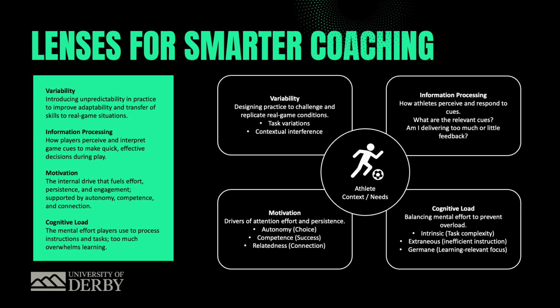So, really, I've just pulled together 4 lenses we can use to design, I suppose, smarter training sessions. This is information processing, cognitive load, variability, and motivation. Each lens helps us to see the game and learning through a different perspective. At the center is the athlete because everything starts with their context and needs.